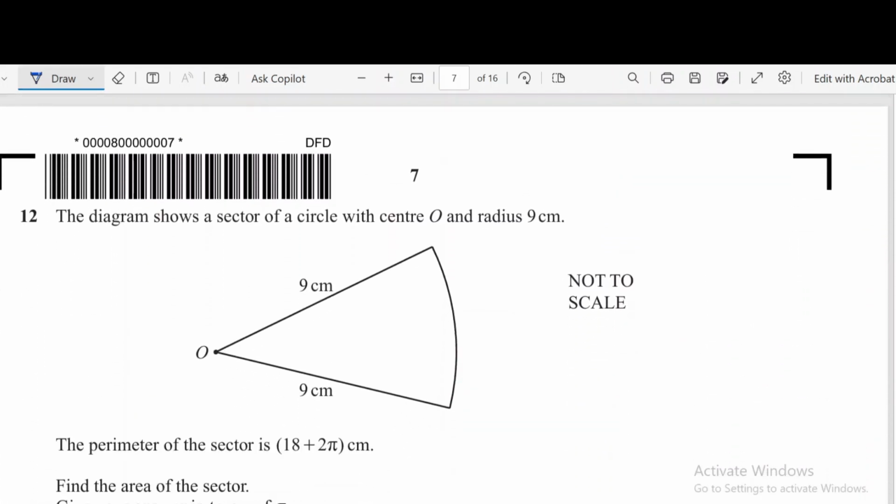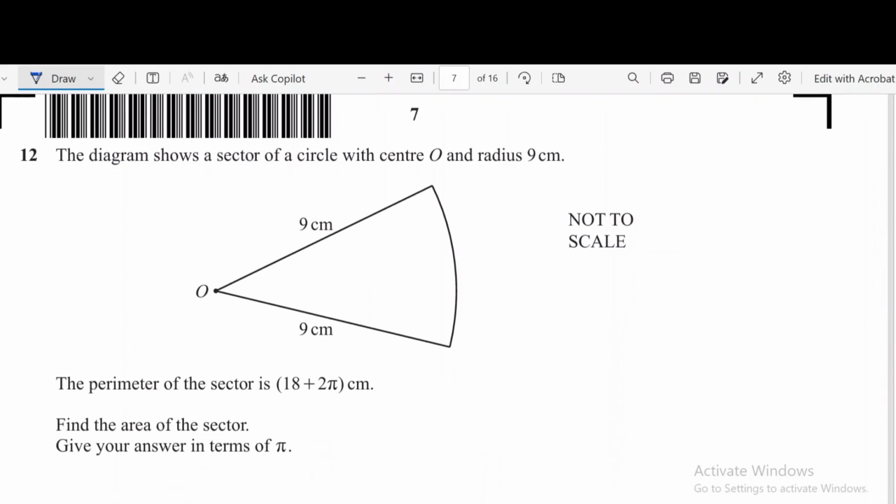Now, let's go to question number 12. Question 12, we are given this sector and the perimeter of the sector is given in terms of pi. We want to find the area of the sector, also in terms of pi. Now, the area of a sector is given as theta over 360 times pi r squared, where the sectorial angle we can call theta. But now, so let us find out the whole of this. What does it mean? How can we find out?